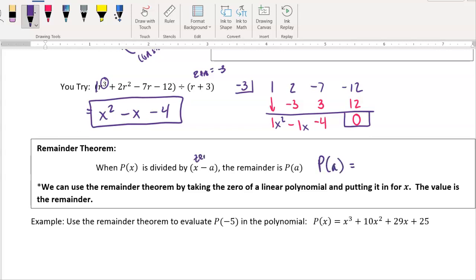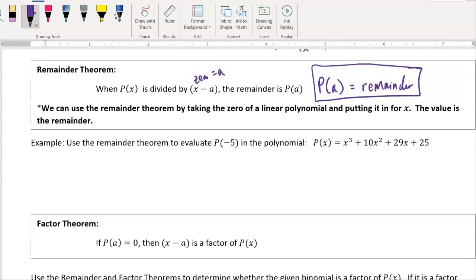If the 0 is a, and you plug that 0 in, then whatever value you get, that is your remainder. That's an easy way to figure it out.